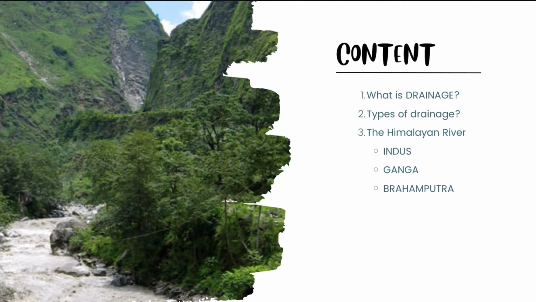First, we are going to discuss drainage. What are the different types of drainage? The three major Himalayan rivers, that is Indus, Ganga and Brahmaputra. We will definitely cover all those things in this part, and in the next part we are going to discuss the Peninsular rivers.